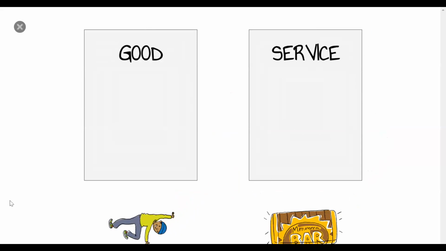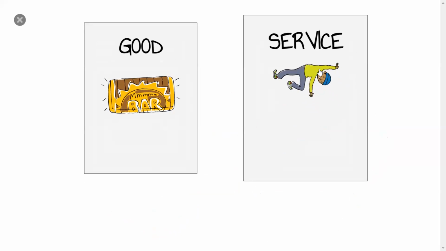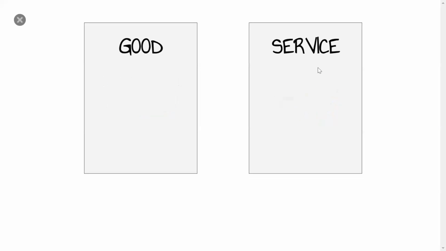Which is a service? So this is, again, where you can choose how you want to do this with your students. If this is a smart board, you could have them come up to the smart board and drag and drop it, or they could work in teams ahead of time to figure out what their answer is and then maybe raise their hand. So you would just drag and drop. So the chocolate bar is the good, and the cartwheel is the service.